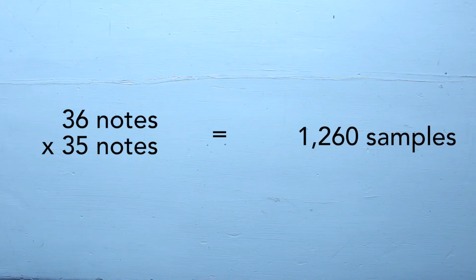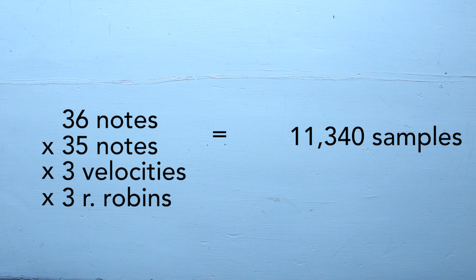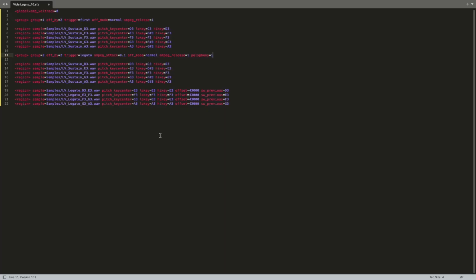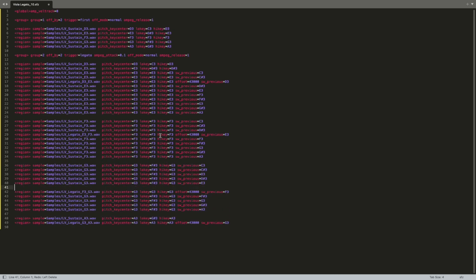And then imagine that you have different velocity layers or round robins. The combinatorics could just get totally brutal. And it's why a lot of people who are sampling these instruments, they just don't bother with legato because it increases the amount of work just exponentially.